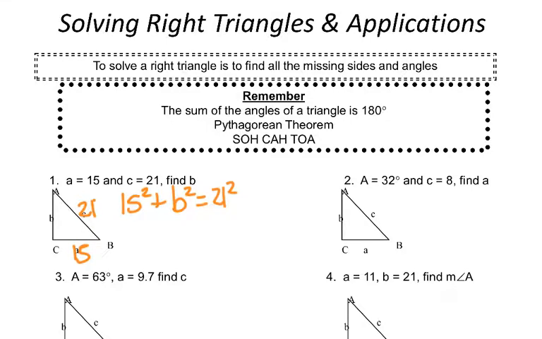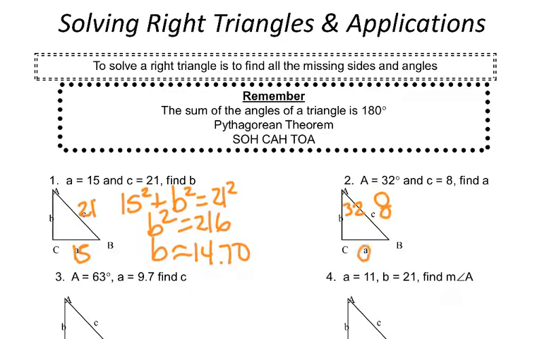We can do 21 squared minus 15 squared, and then we have to take the square root. So that's 216, so B squared is 216, and then take the square root of that. I'm fine with decimal answers. You would round to 2 places after the decimal, which is 14.70. Perfect.